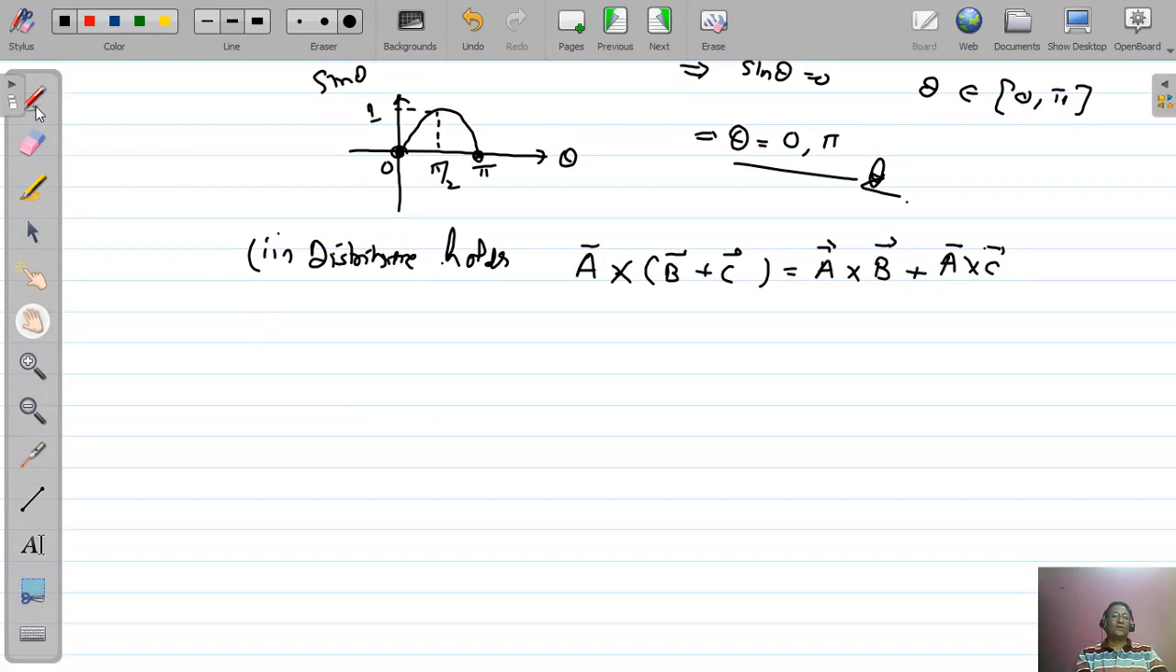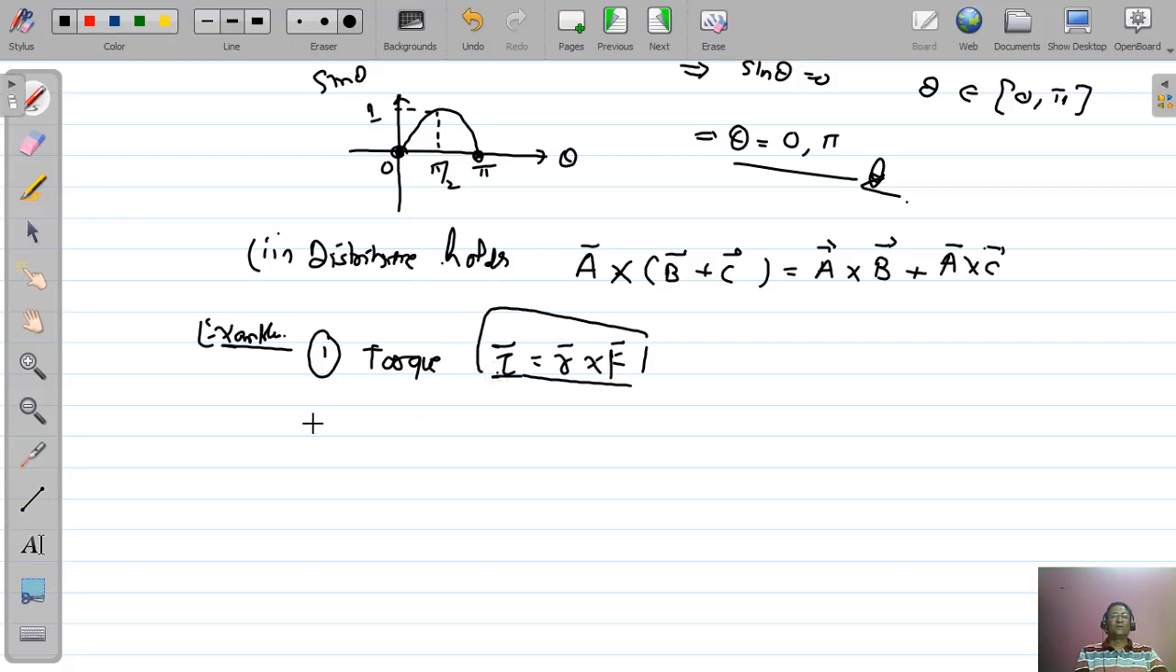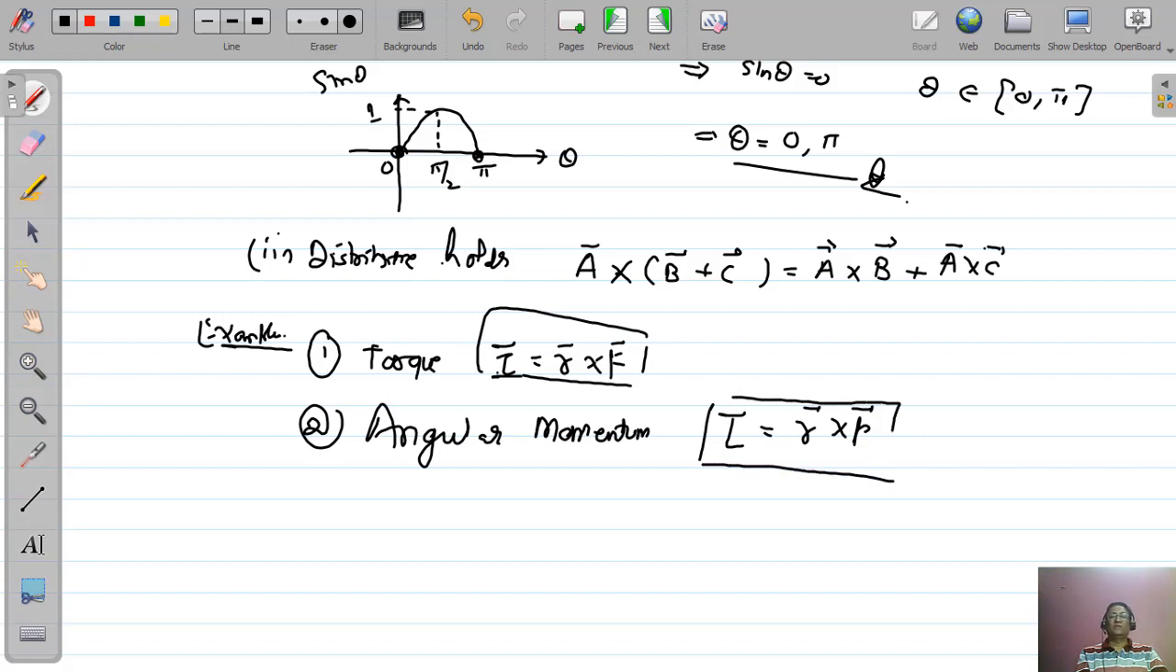Some examples of the cross product, which are used in physical quantities, are torque, defined as torque equal to R position vector cross F force. Details we'll discuss in later chapters. Second is angular momentum, defined as vector L equal to R cross P. L is the angular momentum, R is the position vector, and P is the linear momentum. We will discuss later.